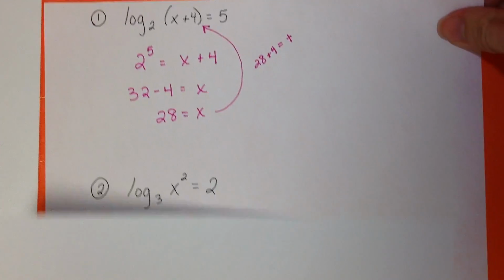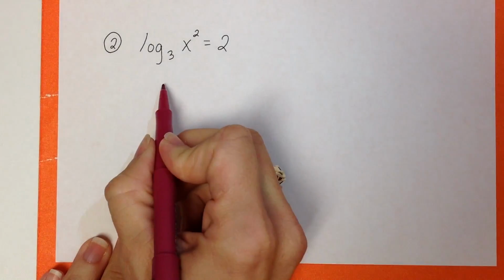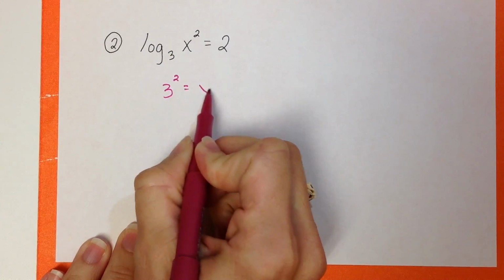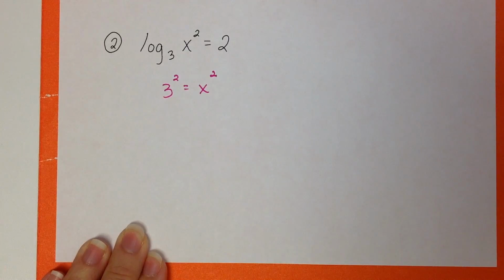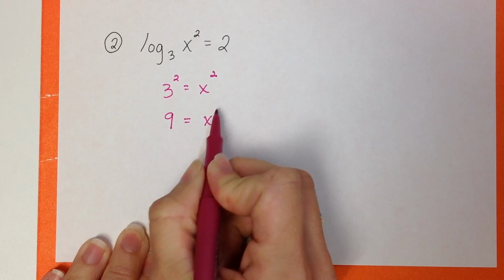Okay, next example. Now again, as far as step 1 is concerned about having a single log on one side by itself, this one is set up for you. So you go to step 2, change it to exponential form. So we'll have 3 to the 2nd power is equal to x squared. Go ahead and calculate the 3 squared, which gives you 9.